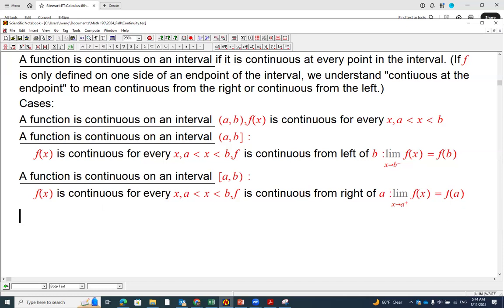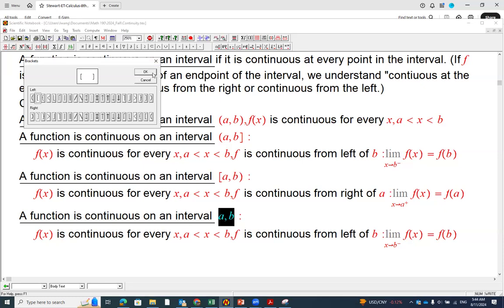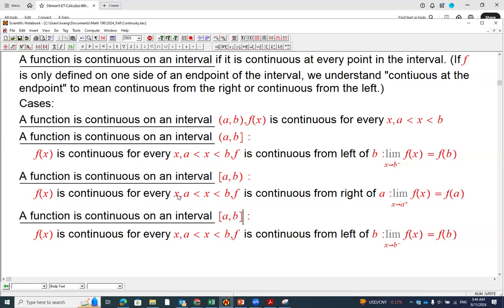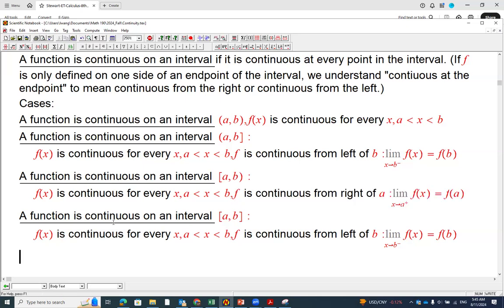And last but not least is the completely closed interval. So not only is f continuous at every point inside, it's continuous from the left of b, and it is also continuous from the right of a. So we're going to put these two parallel to each other.